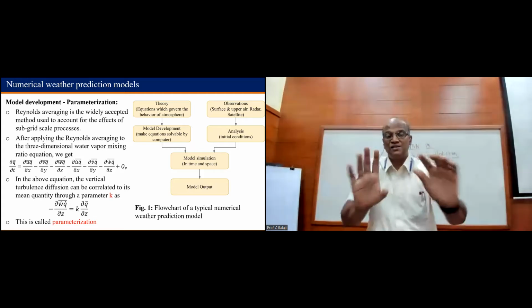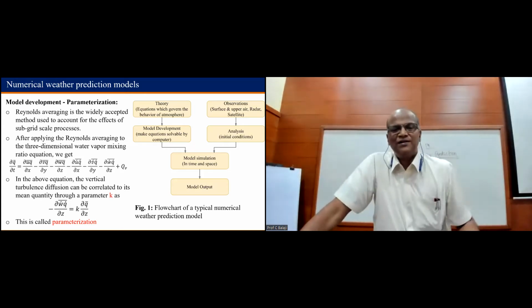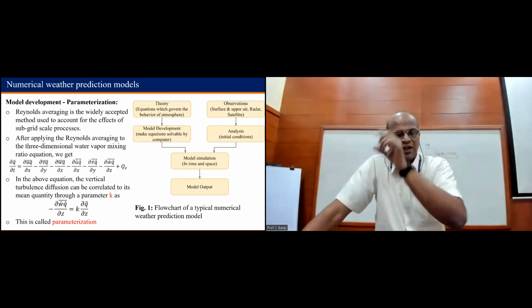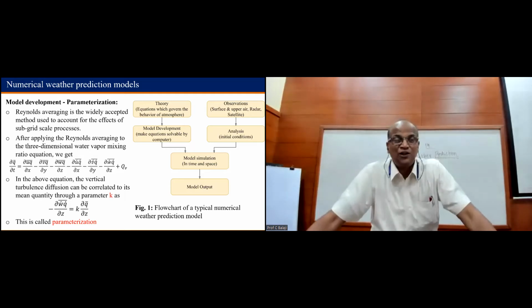Now the question is, K is some parameter. K can be whatever, depending on whichever quantity you are looking at. So therefore, is the value of K always the same? Is it not grid dependent?